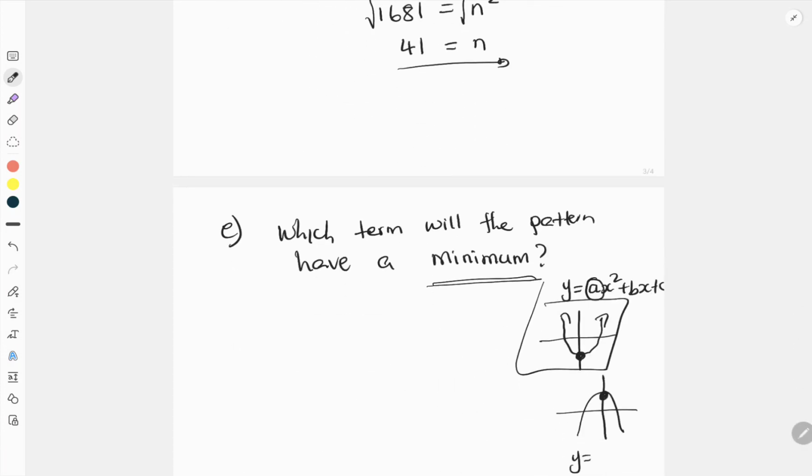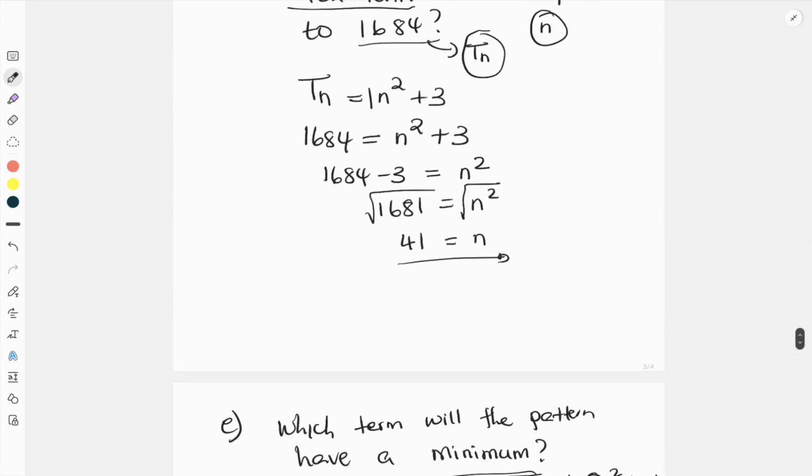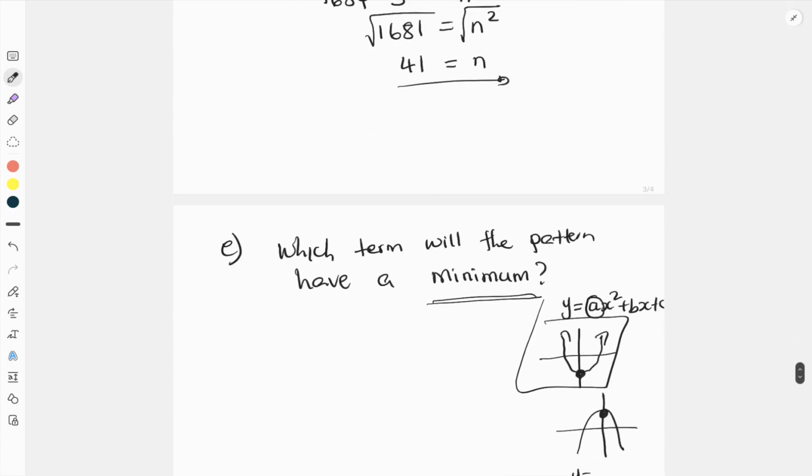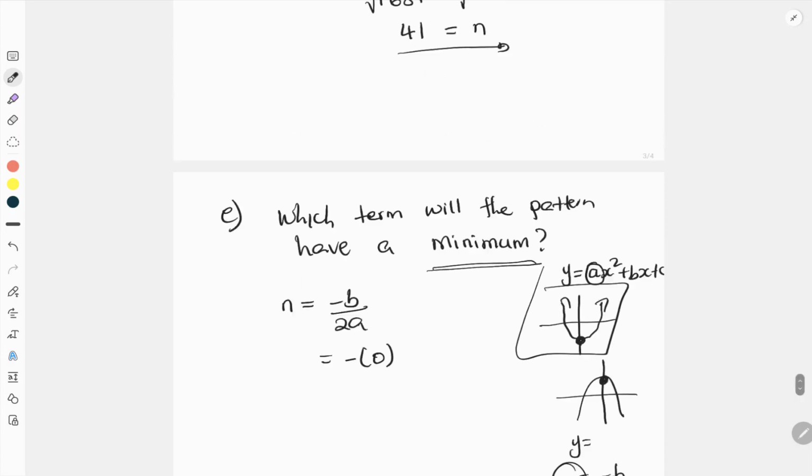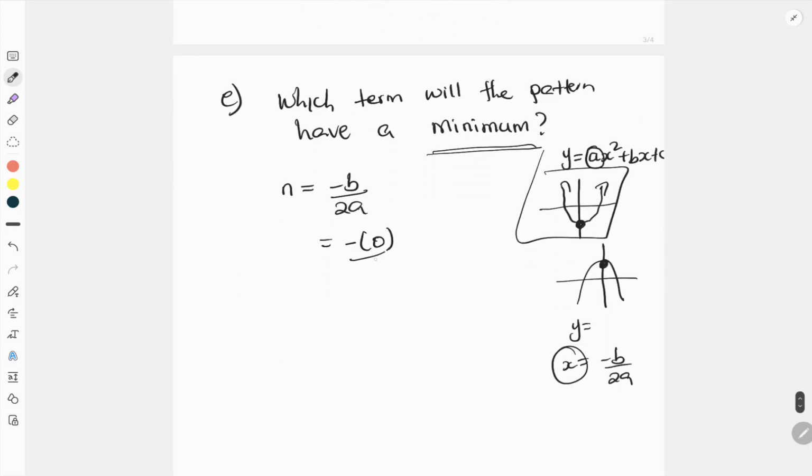Now, when they mention that, it means they are talking about the turning point. So you must find the x value of the turning point. But now we don't see the turning point, but you have to picture it like that. So we're going to say n is equal to minus b over 2a. Remember that formula when you calculated the turning point. X is equal to minus b over 2a. But here we're going to use n, which is minus, the b is 0, over 2, then the a is 1. Then I know it will be 0.